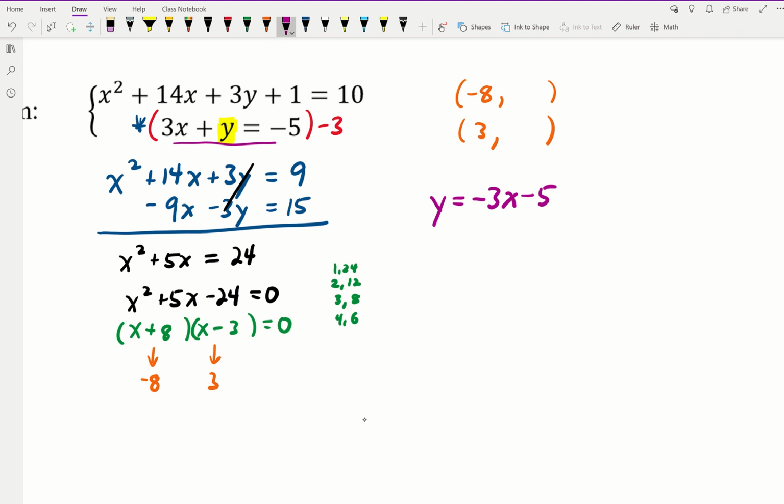So from there, I can plug in negative 8, which would become negative 3 times negative 8 minus 5. That's going to be positive 24 minus 5, which is 19. So (negative 8, 19) is one of my solutions.